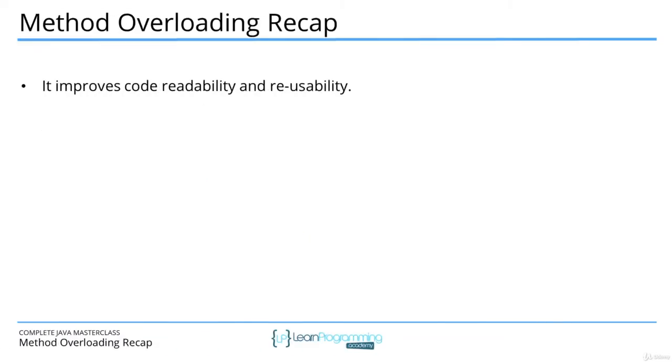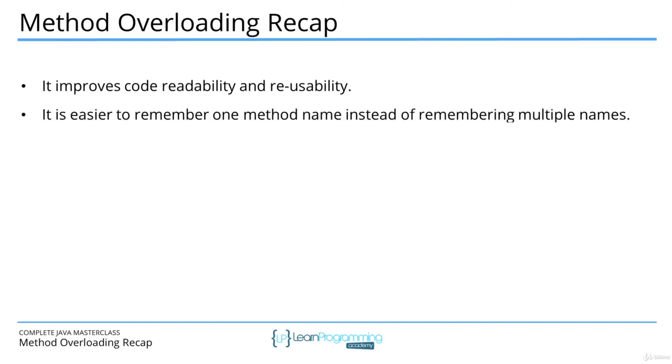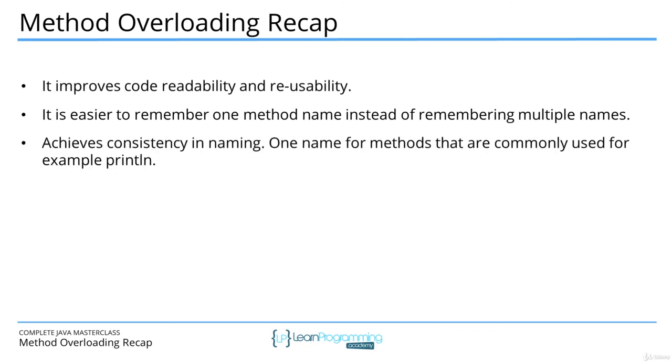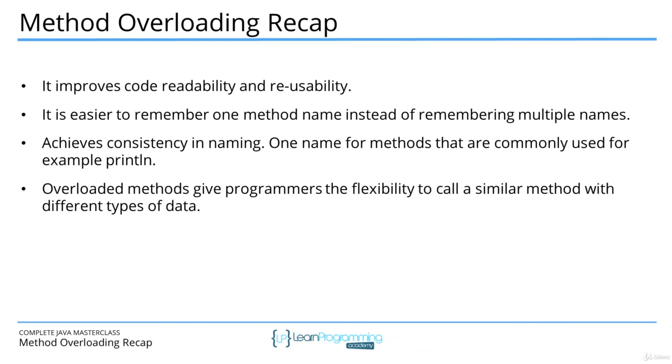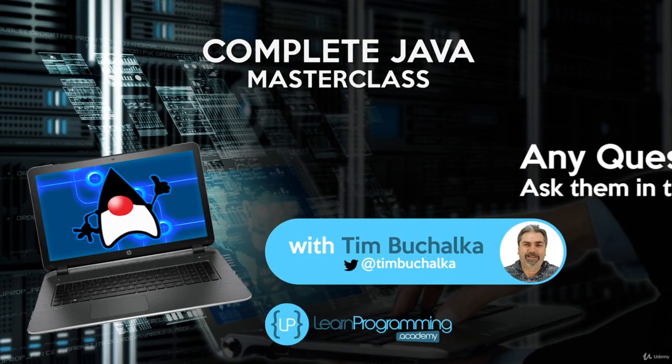So as a final recap on method overloading, it improves code readability and reusability. It's easier to remember one method name instead of remembering multiple names. It achieves consistency in naming. So one name for methods that are commonly used, and it's an example, println, from the Java language itself. And finally, overloaded methods give programmers the flexibility to call a similar method with different types of data based on the arguments or parameters that you define.